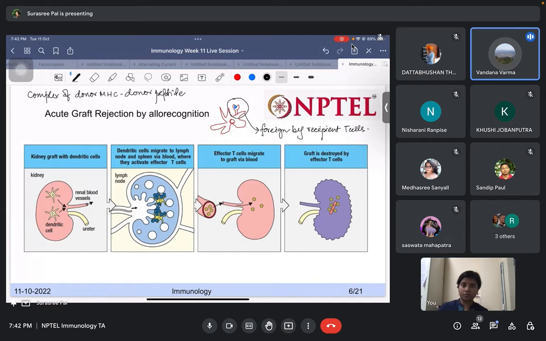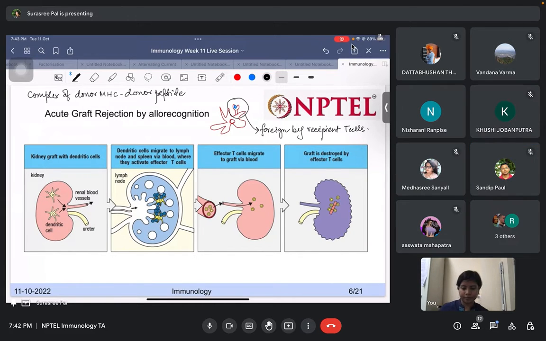I had a query, ma'am. These dendritic cells that are coming from the donors, the MHC molecules we are talking about, are they MHC1 or 2? Both. Both MHC1 and 2. Okay, ma'am. Thank you so much. Because dendritic cells express all types, MHC1, MHC2, everything.